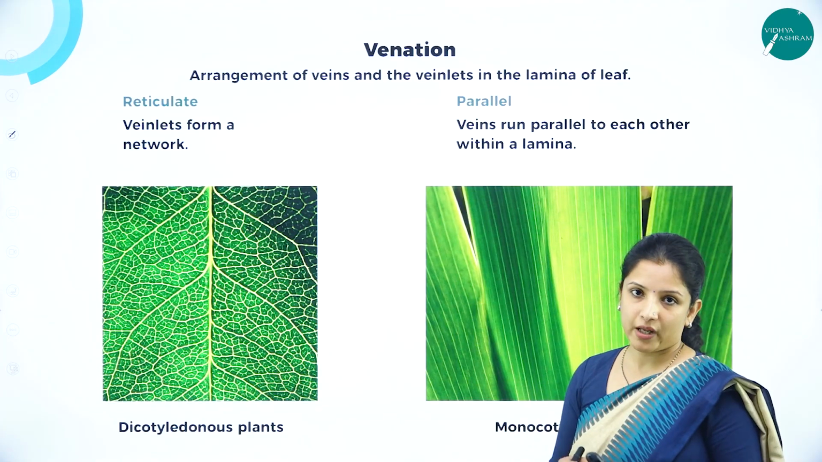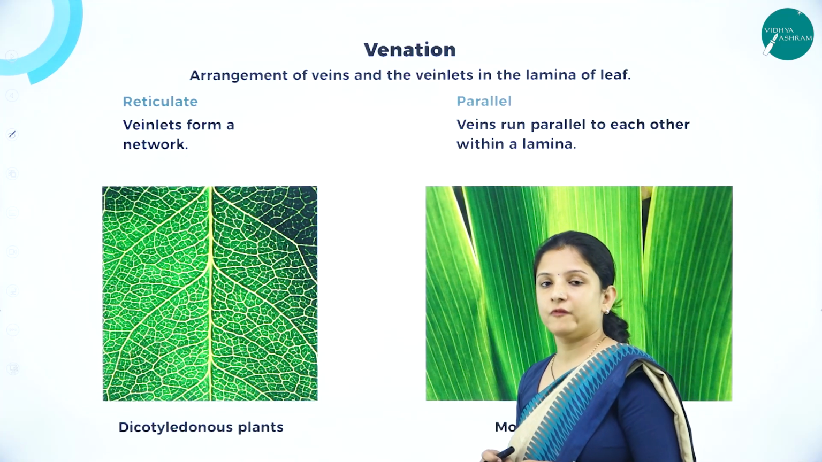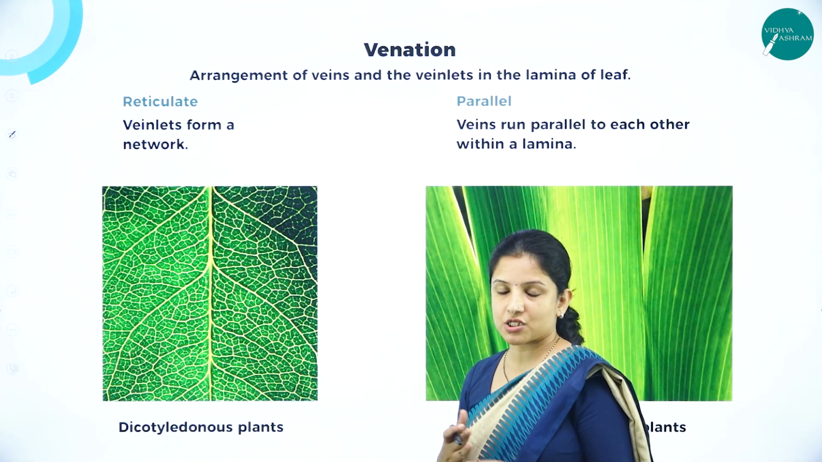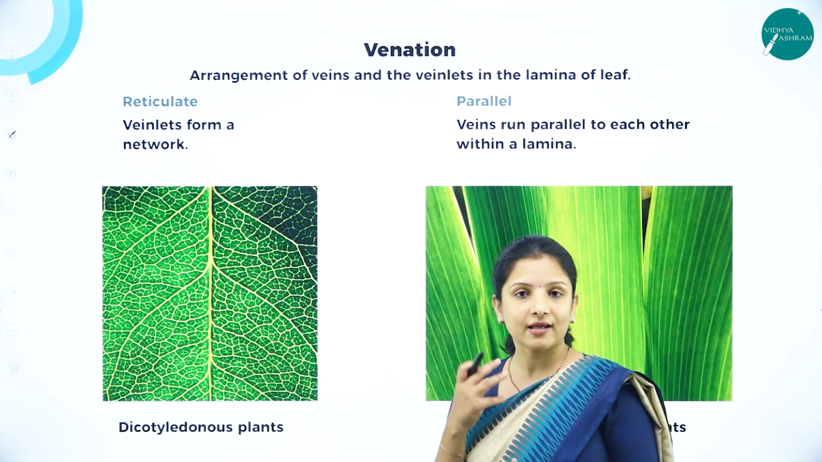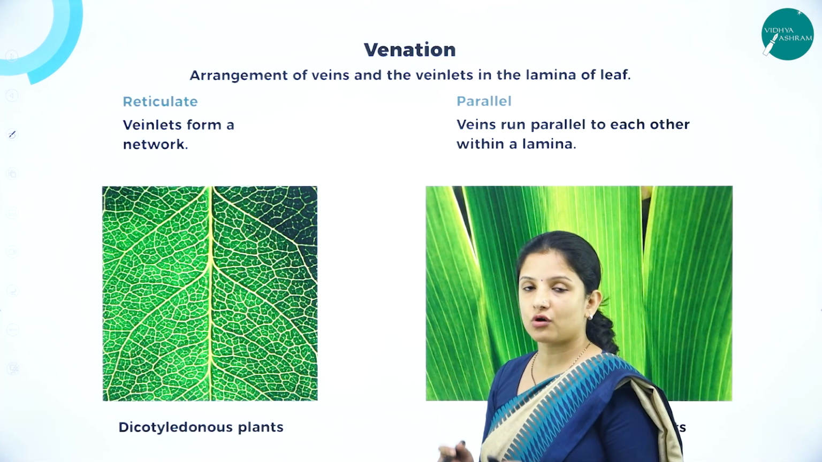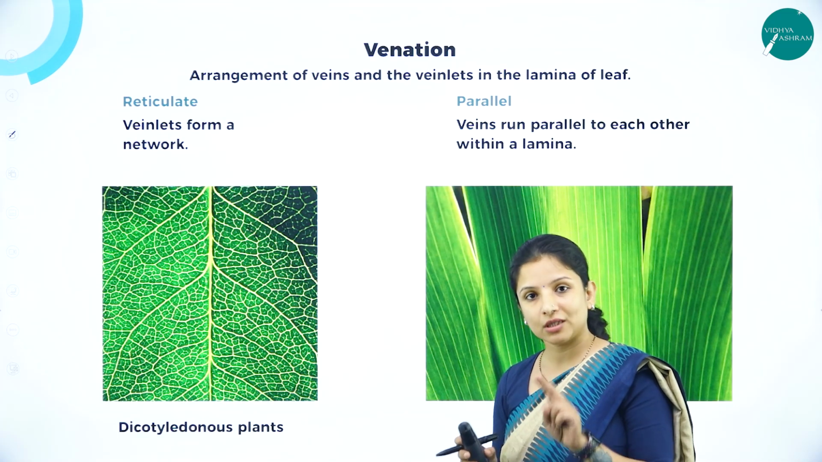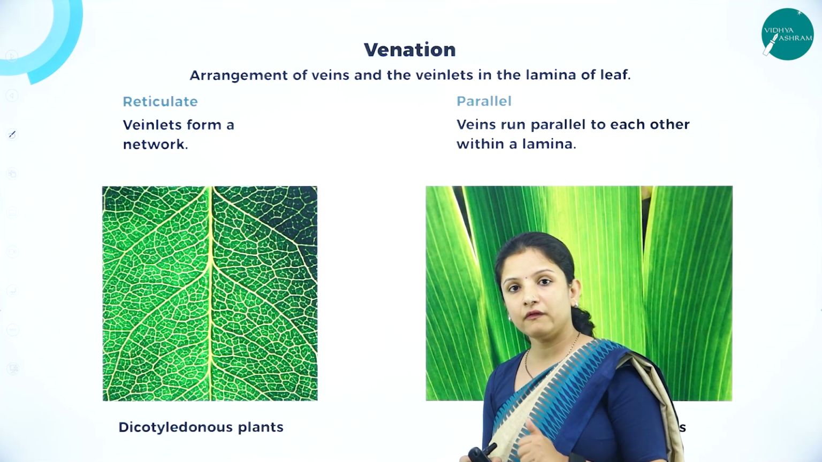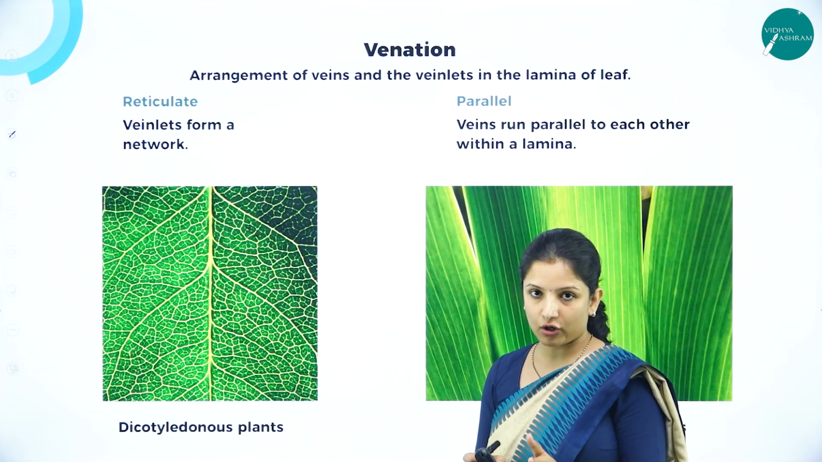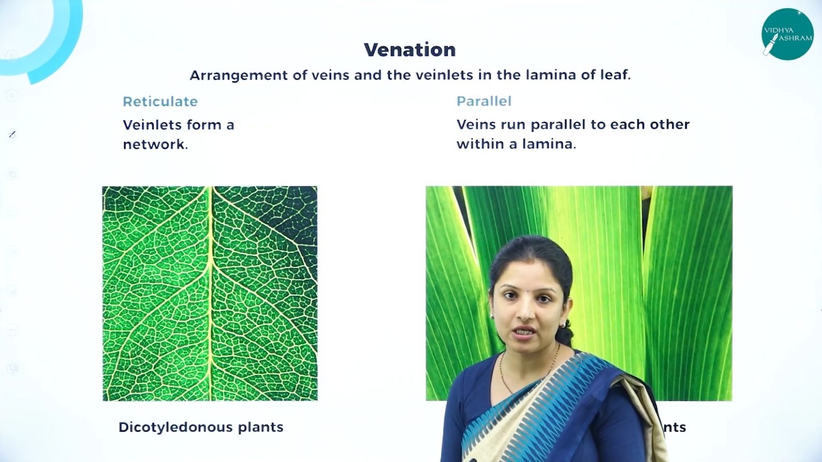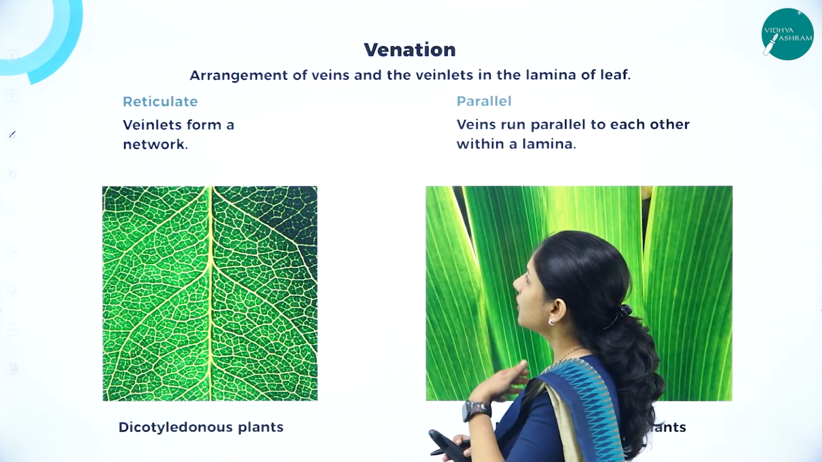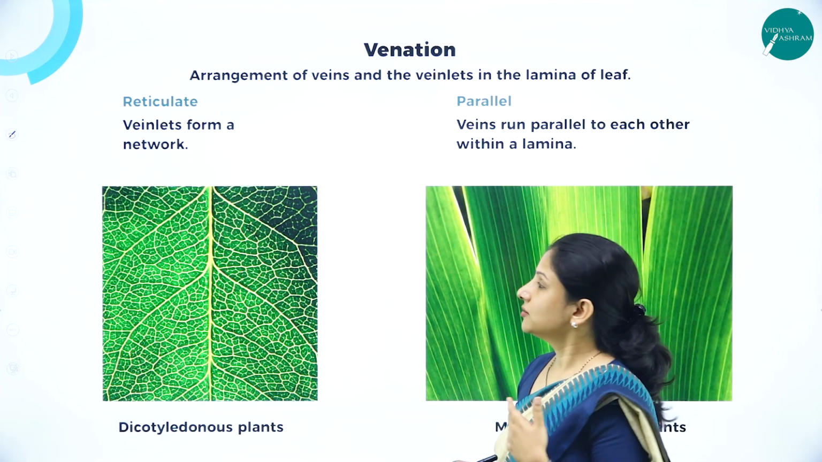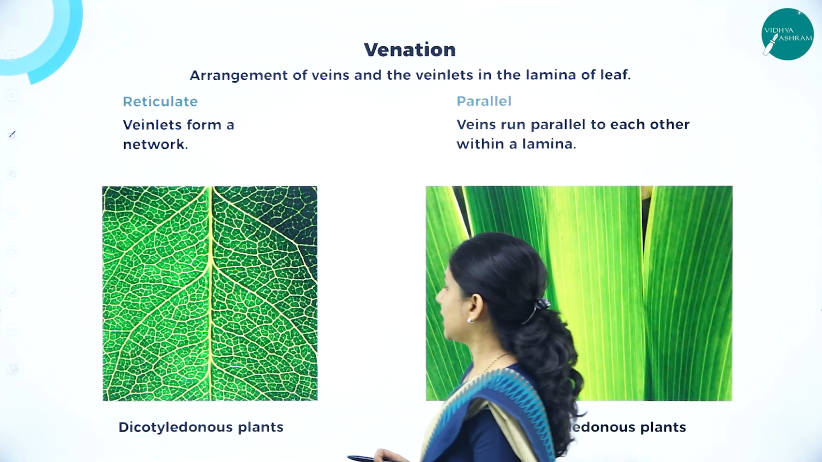Next, talking about veination. Now we know about the midrib, the parts of the leaf, and the veins. What is veination? Veination is the arrangement of veins in the leaves. There are two types of veination, parallel veination and reticulate veination. Parallel veination is always seen in monocot leaves, that is grasses, wheat, rice and so on. Reticulate veination is seen in dicots, that is beans, sunflower, all of which come under dicots.